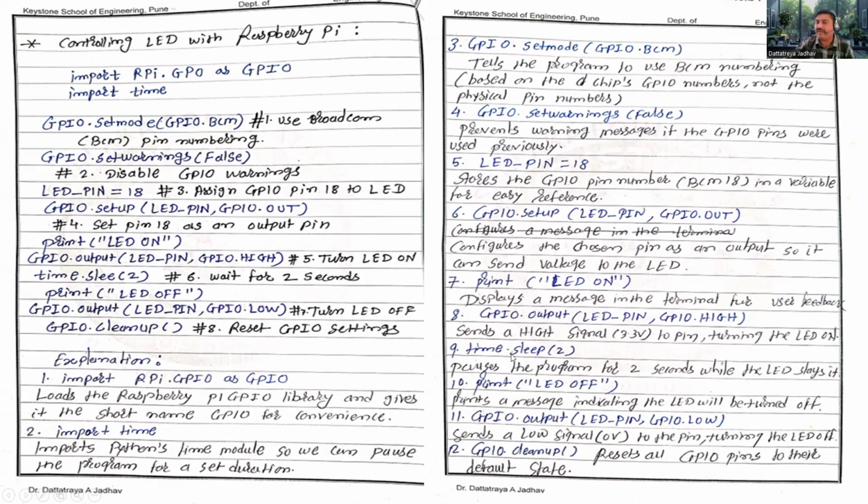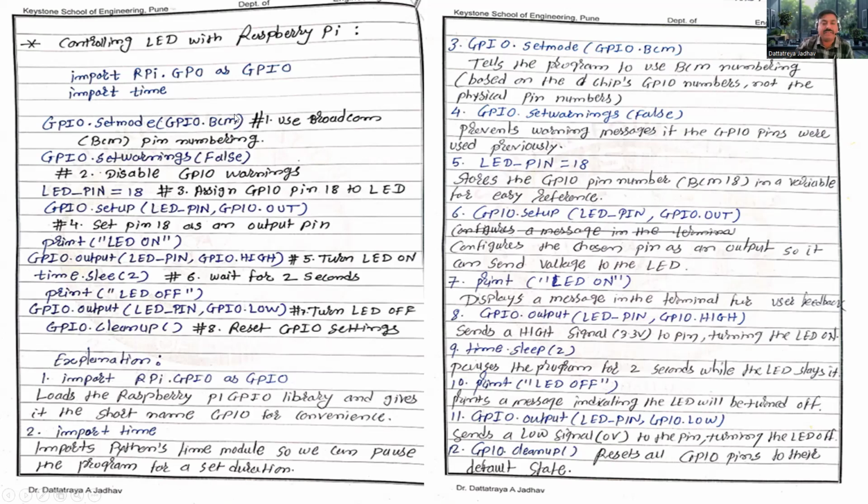Then we use time.sleep. So pause the program for 2 seconds while the LED stays in that state. Whatever the previous condition, either on or off, it stays in the same condition up to the 2 seconds. After that we go with the off condition by GPIO.output(LED_PIN, GPIO.LOW). So it sends a low signal, that is 0 volt, to the pin, turning off the LED. And last is returning the GPIO pin to the default state.